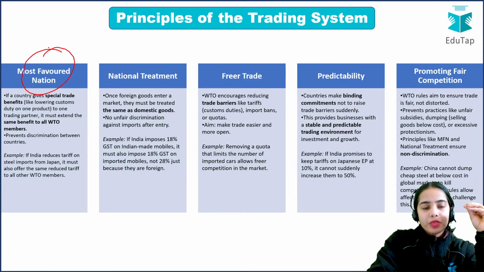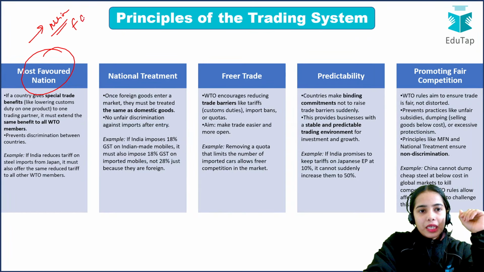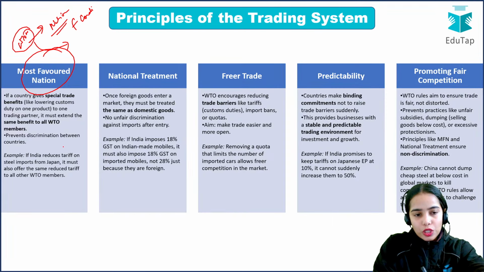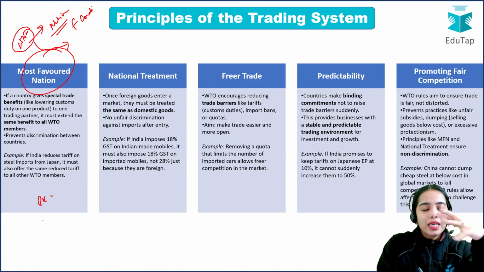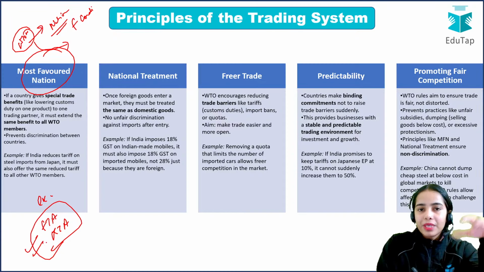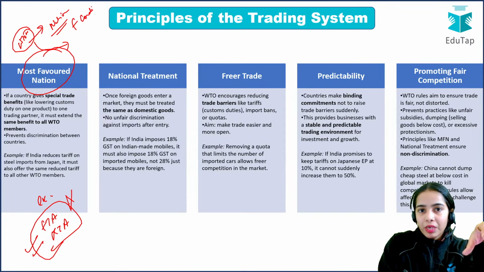So most favored nation means if a nation is getting a favorable condition from a WTO member country, the same favorable condition has to be provided to the other member nations also. The exception is the free trade agreement, regional trade agreements and such. If these agreements have happened, that is fine. If these agreements have not happened and you are providing a favorable treatment to another member country, you have to provide the same favorable treatment to all the WTO members.